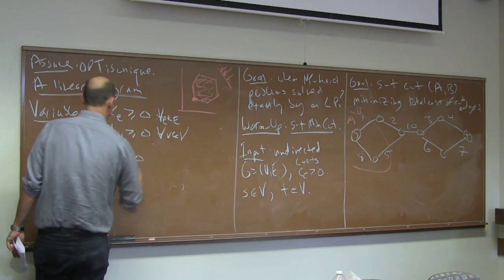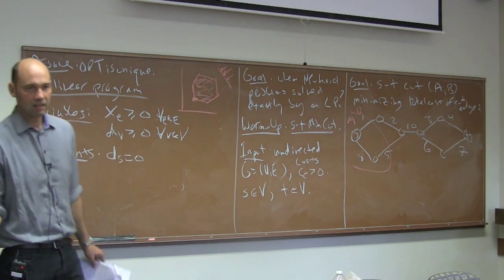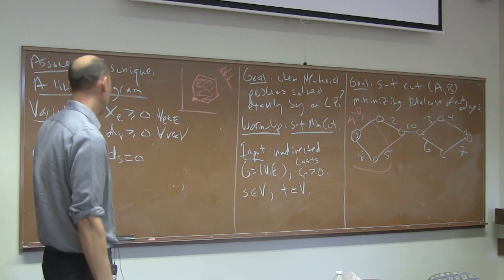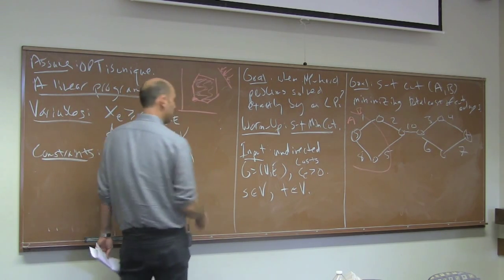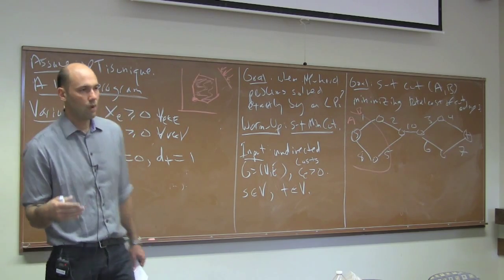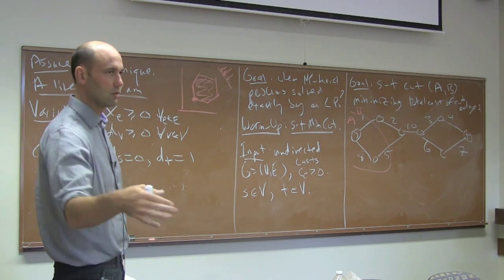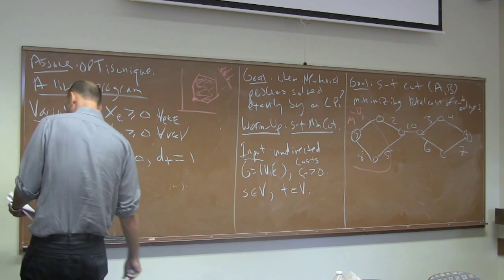Well, certainly s better be on the s side of the cut. So we fixed ds at 0, that's tethered there. Similarly, t better be on the sink side of the cut, so that's tethered at 1. The other d values are allowed to range freely.